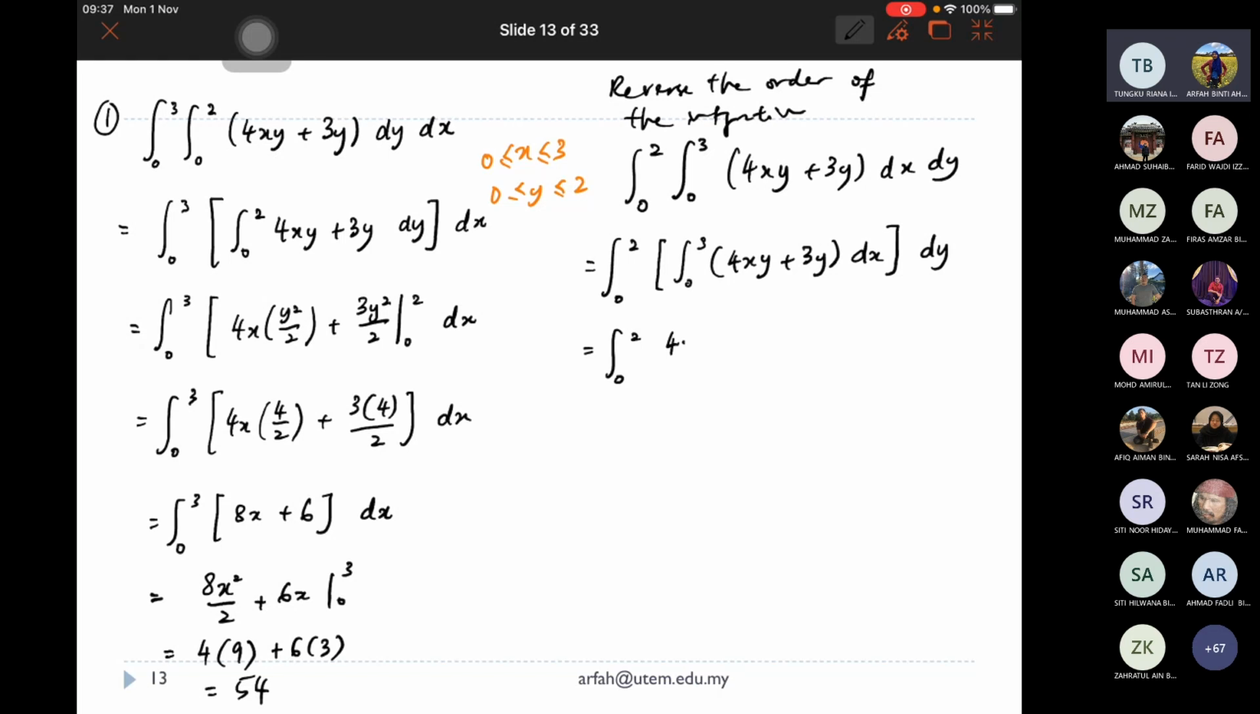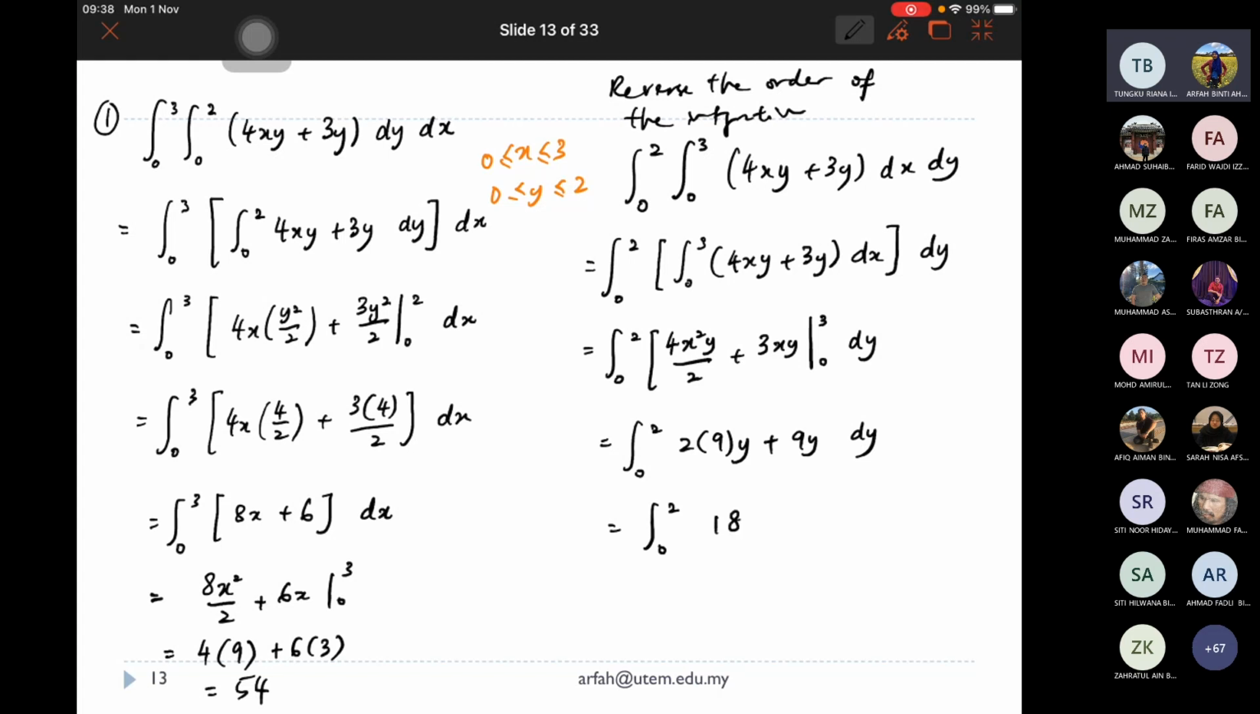4x squared y per 2 tambah 3xy, 0 sampai 3. Okay. dy. Integration 0 ke 2. 4 bahagi 2 dapat 2. 3 kali 3, 9. Y tambah 3 kali 3, 9. Y. dy. 0 ke 2, 18y tambah 9y dy. So sama dengan integration 0 ke 2, 27y dy.